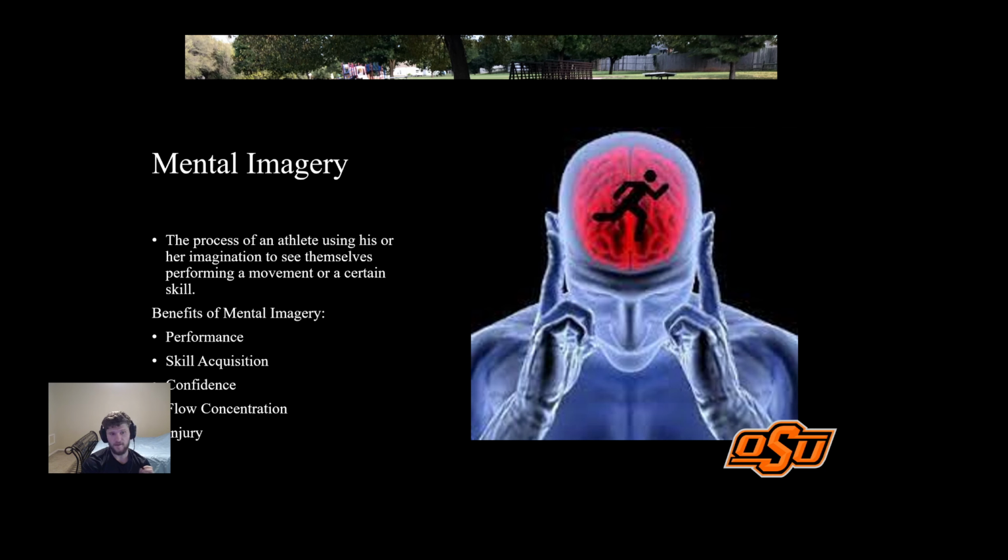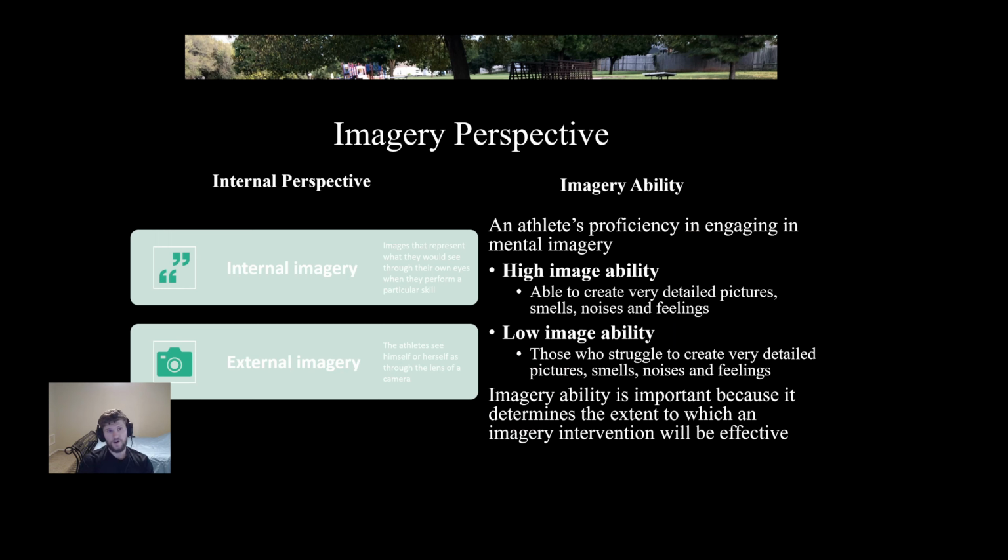And so the benefits, right? Performance, confidence, skill acquisition, flow, concentration, and a lower likelihood of injury, right? If we have a higher skill acquisition through mental imagery, we probably have less chance of injury. And so for this internal perspective, we have internal imagery and external imagery. How I view myself on the inside doing a task. So if I close my eyes and I think I'm in my backyard and I'm going to sprint, I have this internal imagery of me moving through that space. And then we have external imagery, so how he or she sees themselves through the lens of a camera.